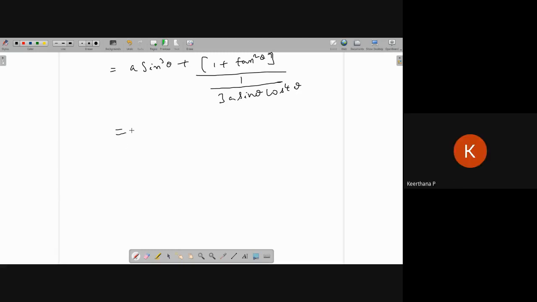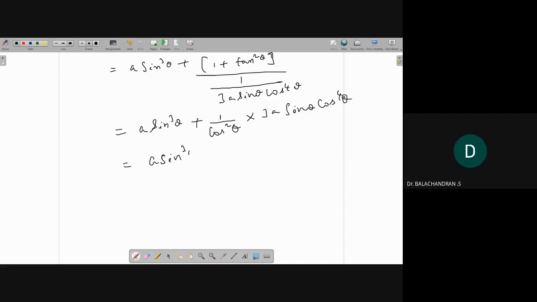Next equal to a sin cube theta plus secant square theta into 3a sine theta divided by sec to the power 4 theta. Secant square theta you can write 1 by cos square theta. Now I want to write everything in terms of sine and cos. So sine cube theta plus 3a sine theta cos square theta. Okay, this is your y bar.